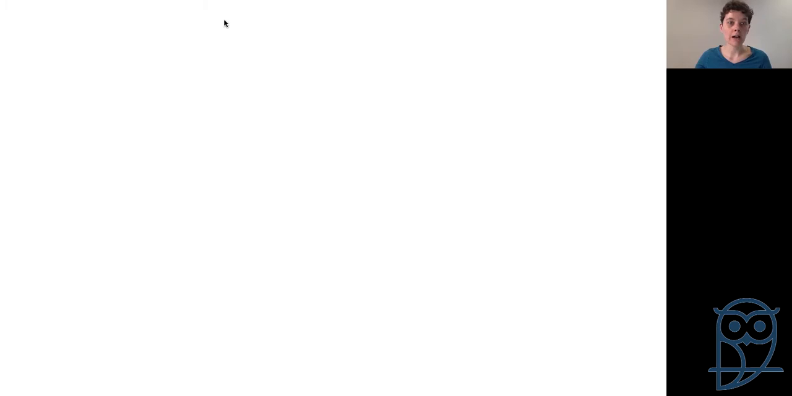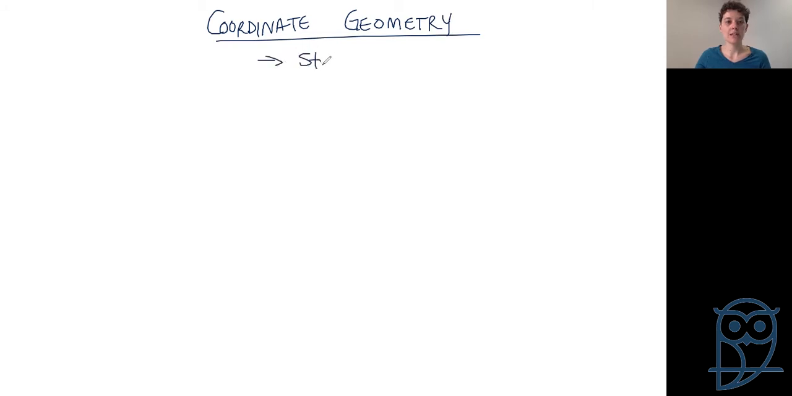So we are talking about coordinate geometry, but specifically looking at straight lines. We shall deal with curves separately because they're even more fun and games. Okay, so when we're talking about coordinate geometry, we're talking about straight lines. We're talking about gradient, distance, and midpoint.